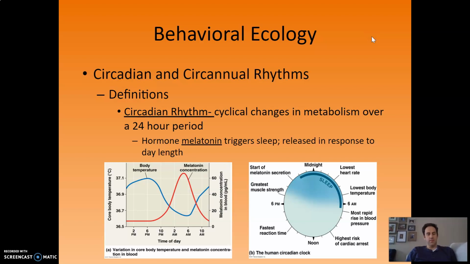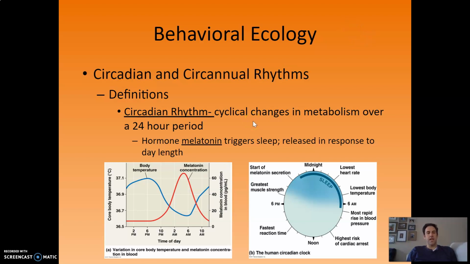A circadian rhythm is just the cyclical change that happens in your metabolism over a 24-hour period. So an obvious example of this would be your sleep-wake cycle. Generally in the morning, you wake up and you tend to be alert and active throughout the day, and then at nighttime you start to get tired and then you go to sleep.